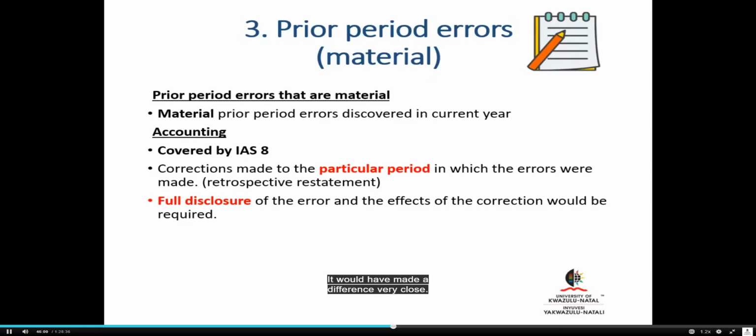So very close. Who can help him? What do financial statements often do? They influence the users, right? How do they influence the users? Can someone tell me, how do financial statements influence the users?